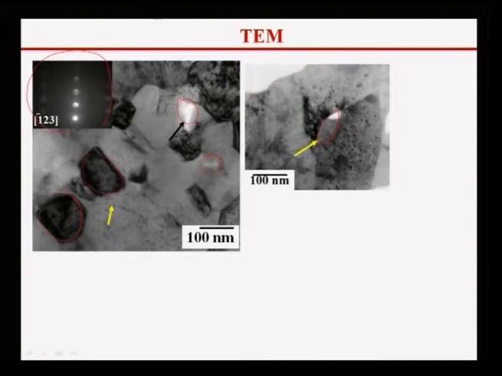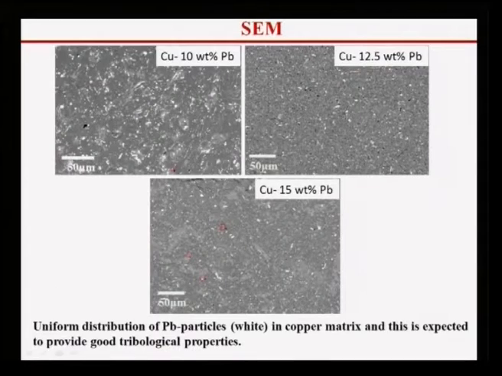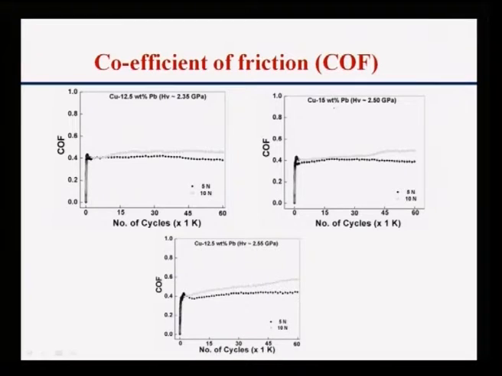So therefore, it is possible to retain the nanocrystalline copper grains and at the same time distribute the lead in a very nice manner. And this kind of microstructure which is shown here is a good candidate for wear study. So we need to do that, and that is what is done, because bearing application means wear and tear. So wear needs to be studied. So once we do this wear for different lead concentrations, this is 10 weight% lead, this is 15 weight% lead, this is 12.5 weight% lead.